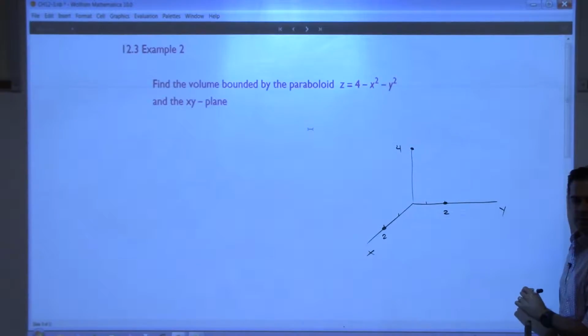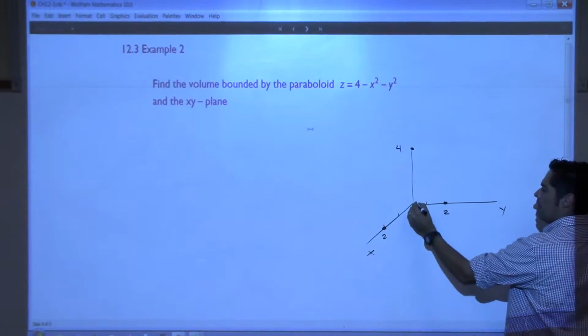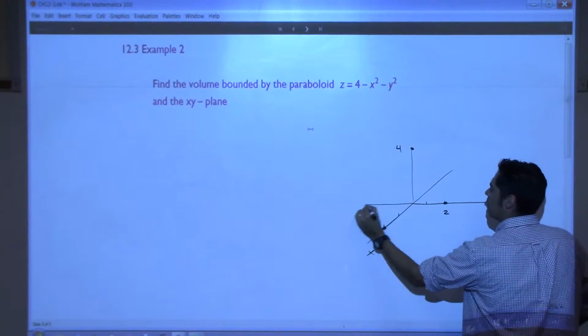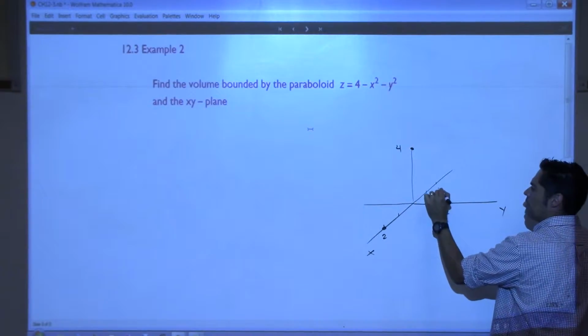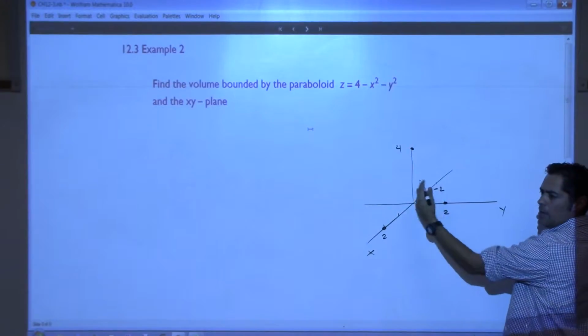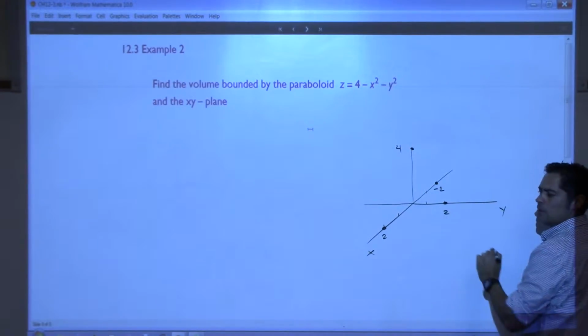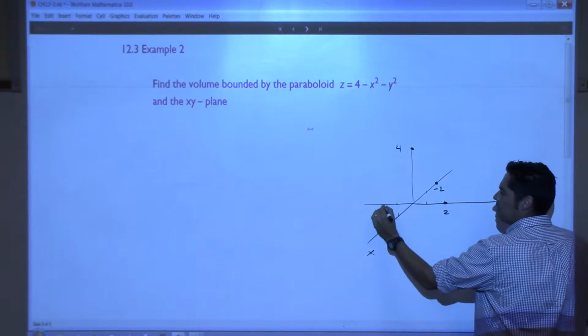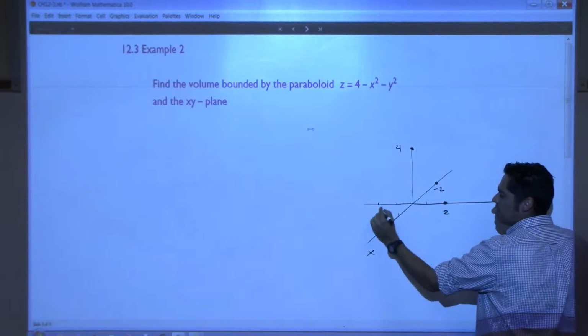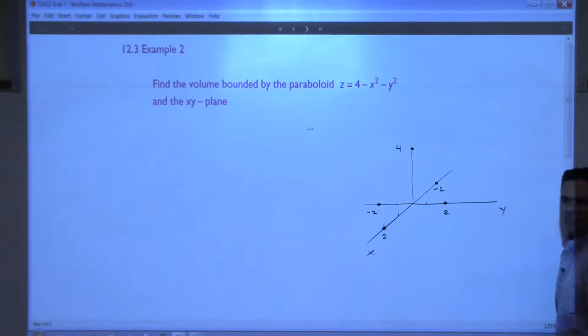Here also, right? My z would be 0. Now, this extends backwards like this also. If I go 2 backwards, negative 2 on x, and y is 0, I'd be here. And if x is 0 and y is negative 2, I'd also be here. Do y'all see that?